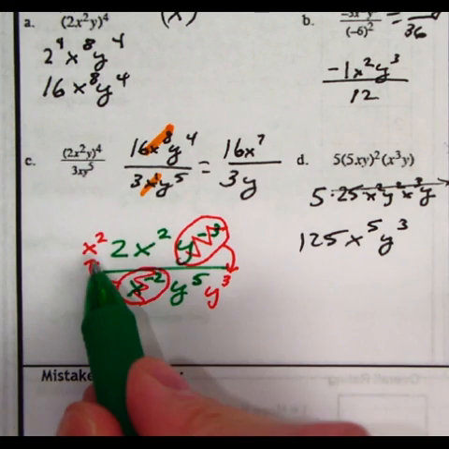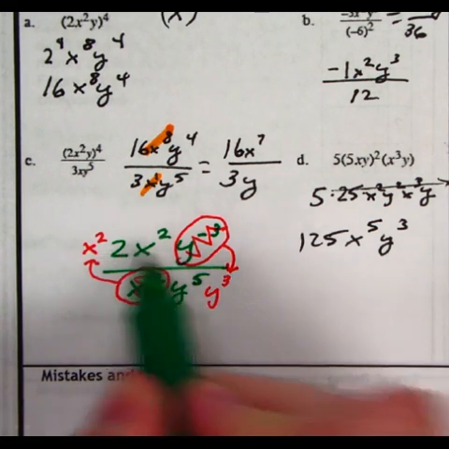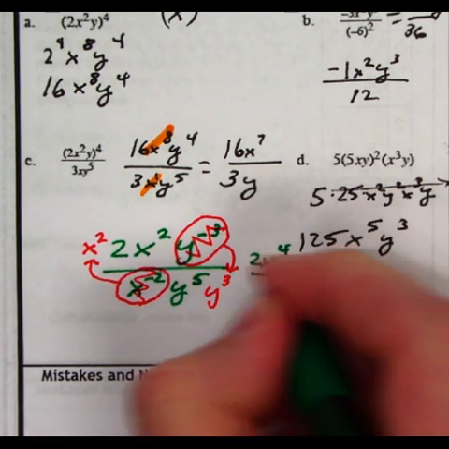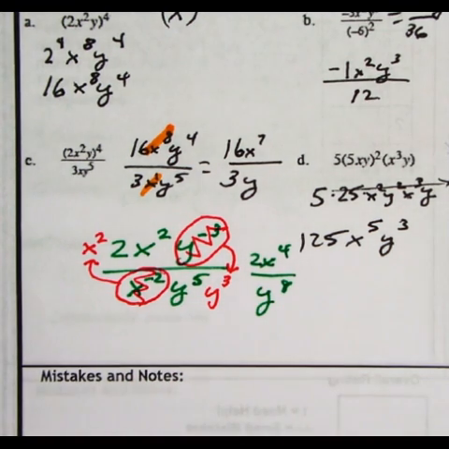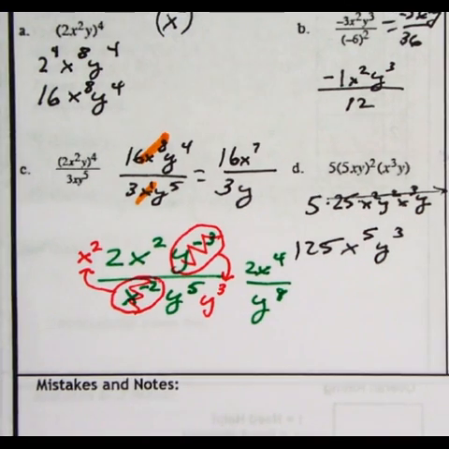So on the top, I've got x squared, 2x squared. Well, that's 2x to the fourth. On the bottom, I have y to the fifth and y to the third. That's y to the eighth. So negative exponents are also part of this deal.